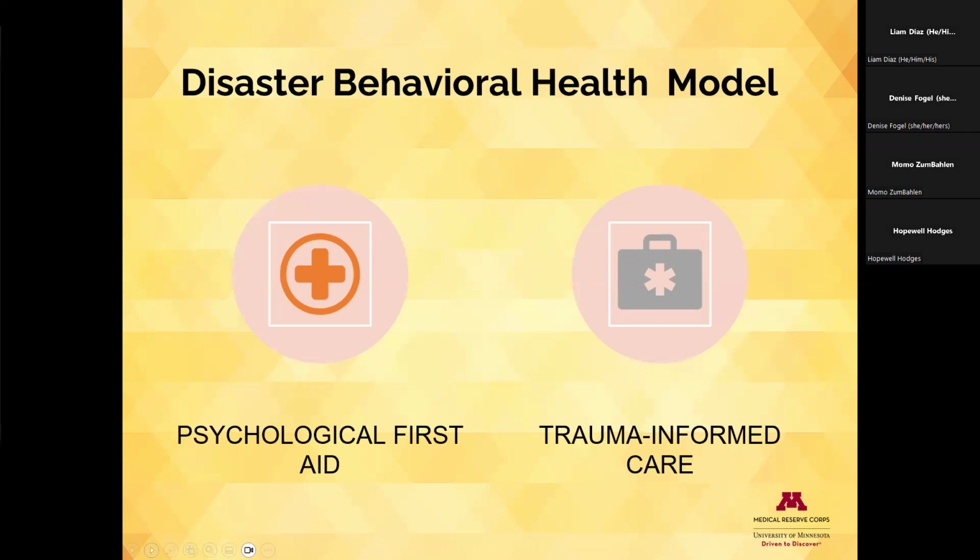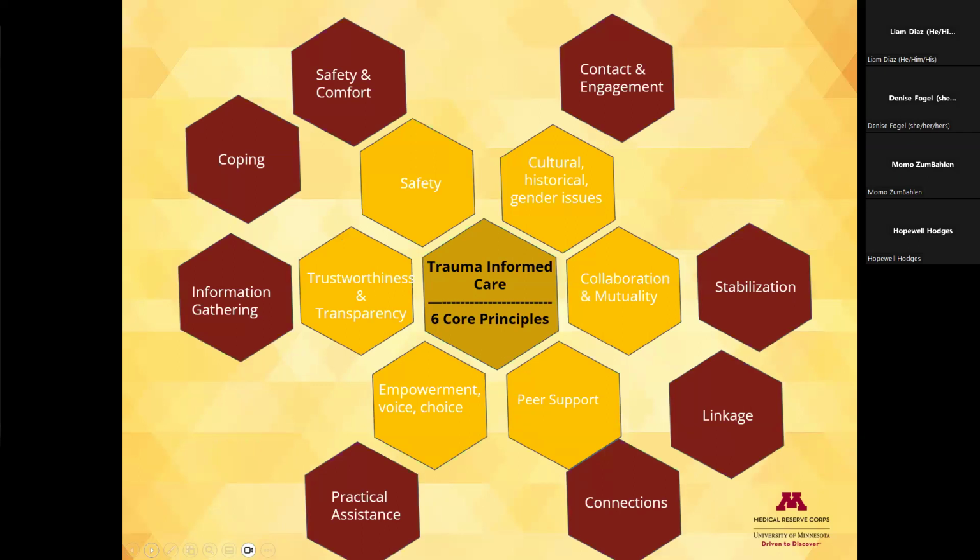Like I mentioned, the disaster behavioral health model and the approach that we take is the combination of psychological first aid core actions within the context of trauma-informed care. And how that looks is the 6 core principles of trauma-informed care: safety; cultural, historical, and gender issues considerations; collaboration and mutuality; peer support; empowerment, voice and choice; and then trustworthiness and transparency. Those core principles line up with the individual core actions for psychological first aid really well. They line up very well. You can see here how I've paired the different PFAs in accordance with this, how it might overlap with the 6 core principles of trauma-informed care.